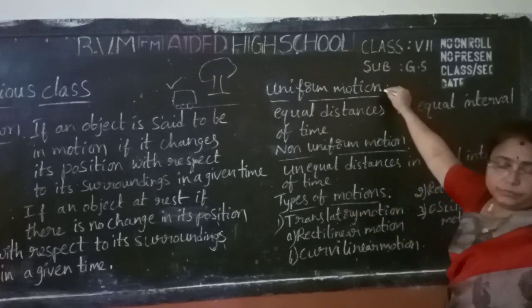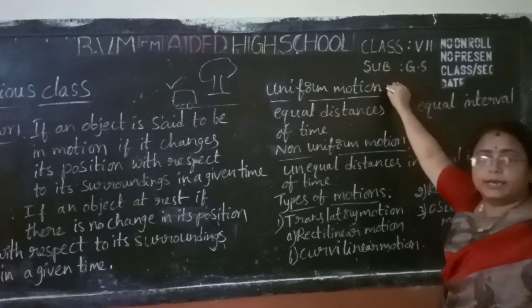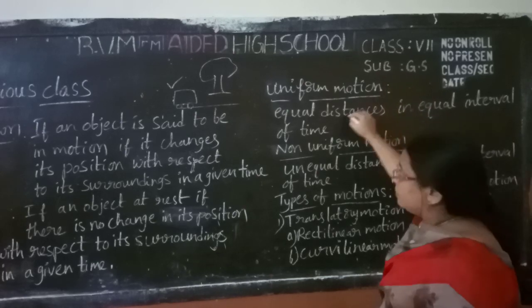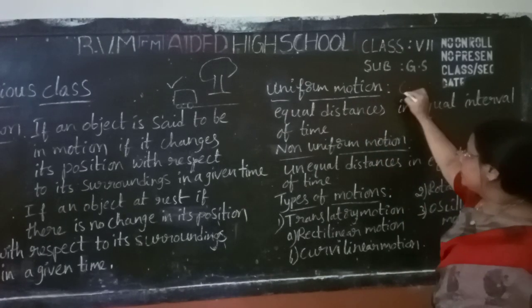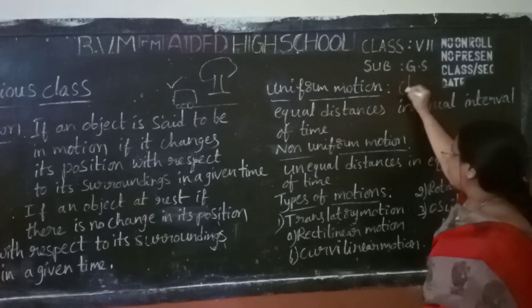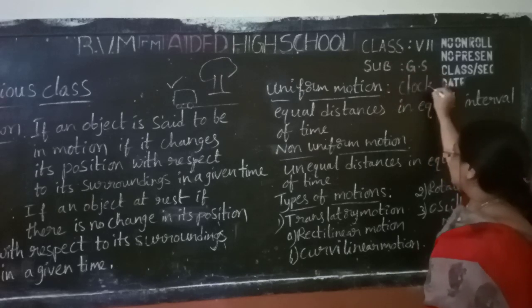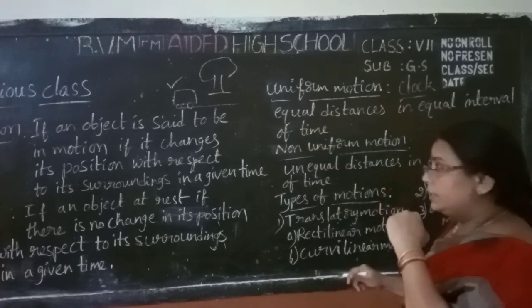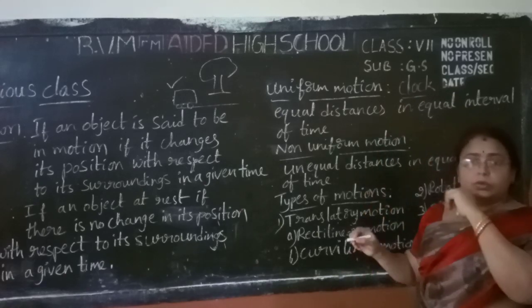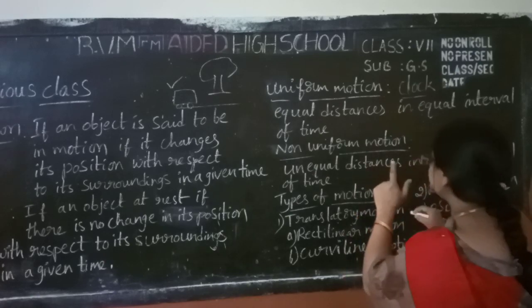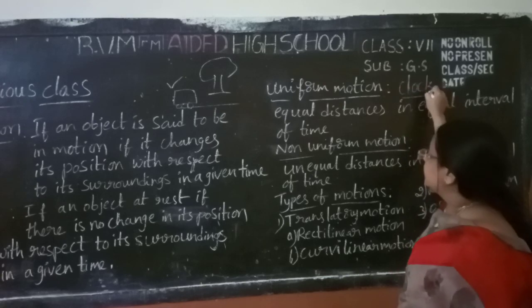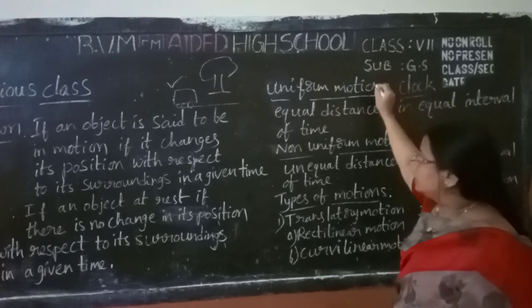Uniform motion. Can you give an example for uniform motion? Yes. The clock. An example of uniform motion is the clock. Are you understood? In a clock, the hands of the clock, the minute hand, second hand and hour hand, move equal distances in equal intervals of time. So the clock is the main example of uniform motion.